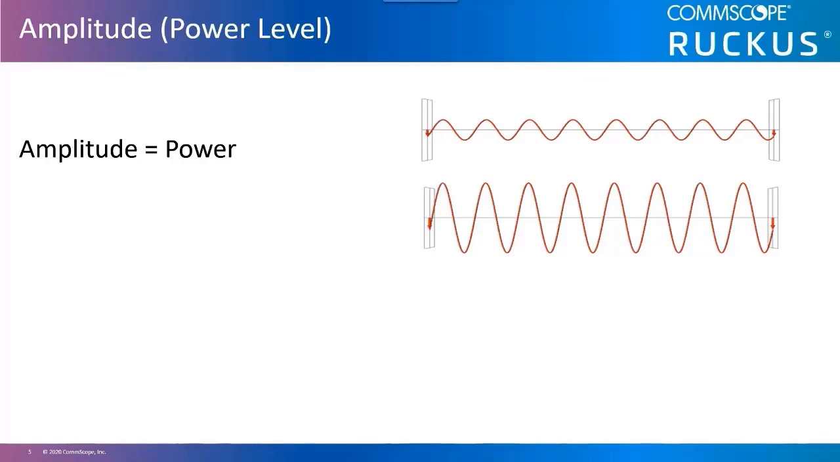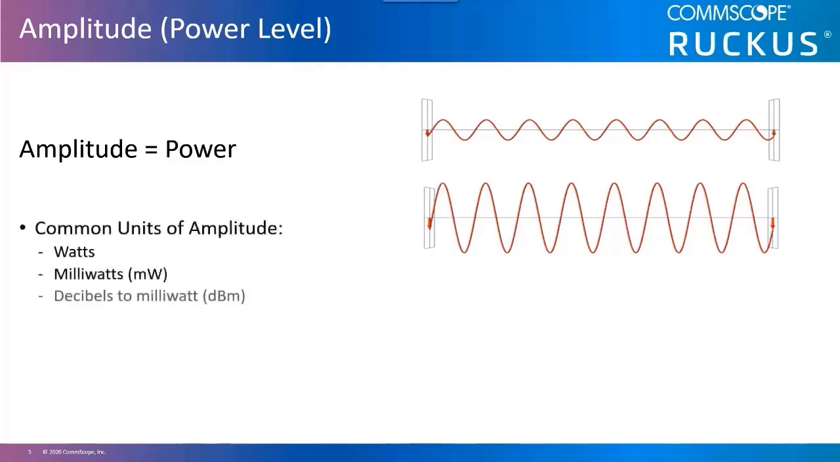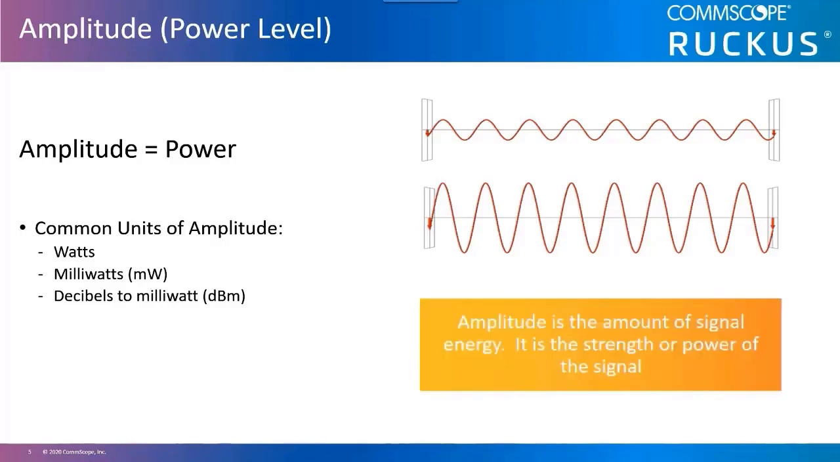Some common units of measure for amplitude, or RF signal power, are watts, milliwatts, and decibels measured. When you see dBm, it means decibels measured, and can be used as a power level. Decibels are a measure of change. In Wi-Fi, we reference 0 decibels measured to 1 milliwatt as our starting point. Amplitude is the amount of signal energy. It is the strength or power of the signal.